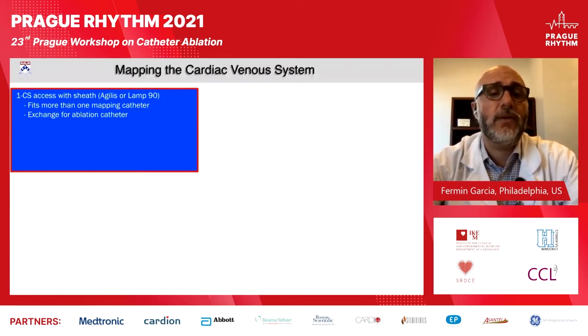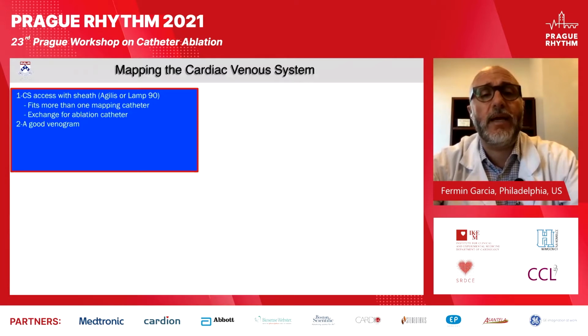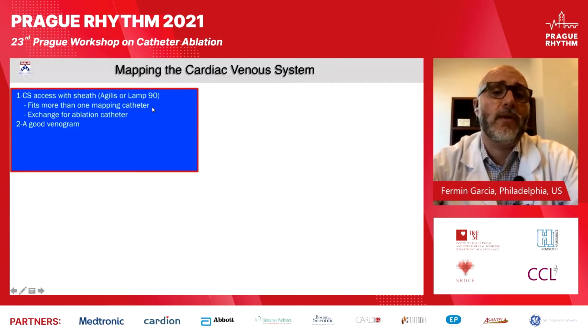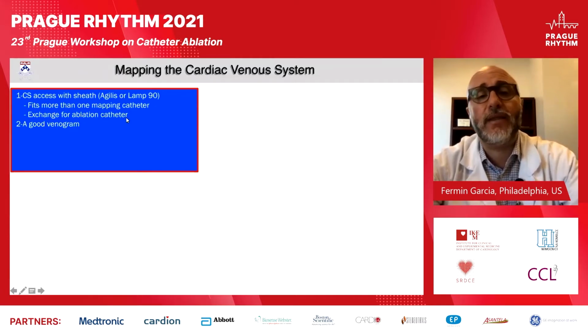So in order to do this, we always start with accessing the venous system, and we routinely do this in every patient. I get access to the coronary sinus with a long sheath, either an Agilis or a LAM 90 or any other steerable sheath commercially available. The whole idea of using a larger sheath is that you can fit more than one catheter or mapping strategy, and that you can exchange it for an ablation catheter if you decide to ablate there, since you already have a conduit to get there.